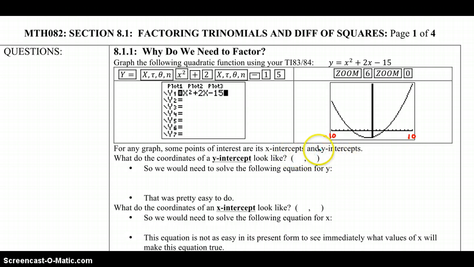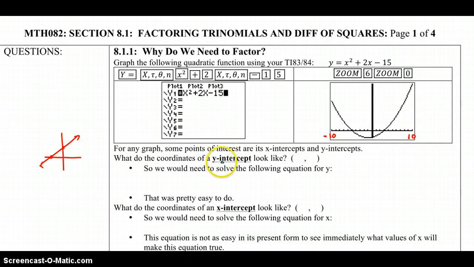For a linear equation, when we had a slanty line, if we had our plane and somewhere some sort of slanty line, it would cross each one of these axes in exactly one place. But now with a curve, we can see that we have one place where it crosses our y-axis, but we have two places where it crosses the x-axis. So from before, what do the coordinates of a y-intercept look like?